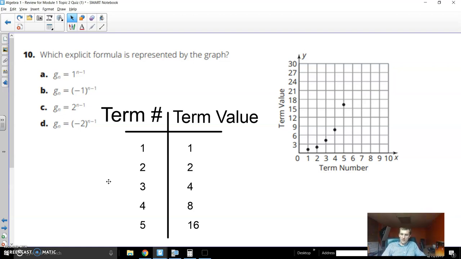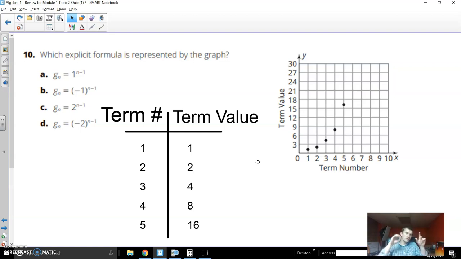On the bottom independent axis we have the term number, which I have laid out on the x side, or the left side of our table. The right side represents the term value. The first number is 1, the second number is 2, the third looks like it's roughly 4, and then it's 8, and then it's 16. So definitely geometric, exponential. That's why we see the exponent as a variable.